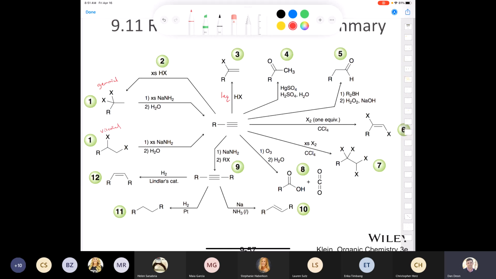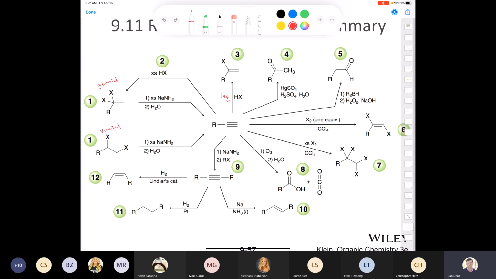These reactions we covered this morning. Markovnikov addition of water to produce a methyl ketone from a terminal alkyne: we use mercuric sulfate with sulfuric acid and water. We talked about anti-Markovnikov addition across a terminal alkyne using a hindered borane like 9-BBN, and then peroxide and sodium hydroxide. In the second step, we talked about enols and tautomerization. Then we said if you take one equivalent of chlorine or bromine, you can make a dihalide or a dihaloalkene. If you use excess, then you get a tetrahaloalkane. We talked about ozonolysis of a terminal alkyne and internal alkyne.